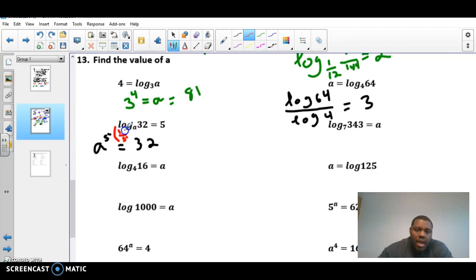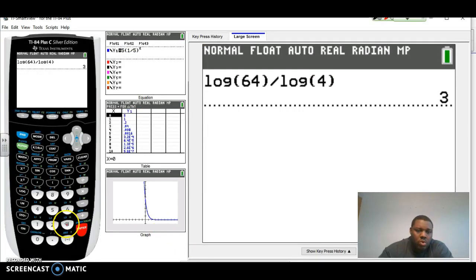If we do that on both sides, your calculator again can do all the work for you. a to the 5th, raised to the 1/5, cancels, so I'm just left with a. And over here, 32 to the 1/5, guys, you can put that in your calculator: 32 in parentheses, to the 1/5 equals 2. Here's the check for it. 32 raised to the 1/5.